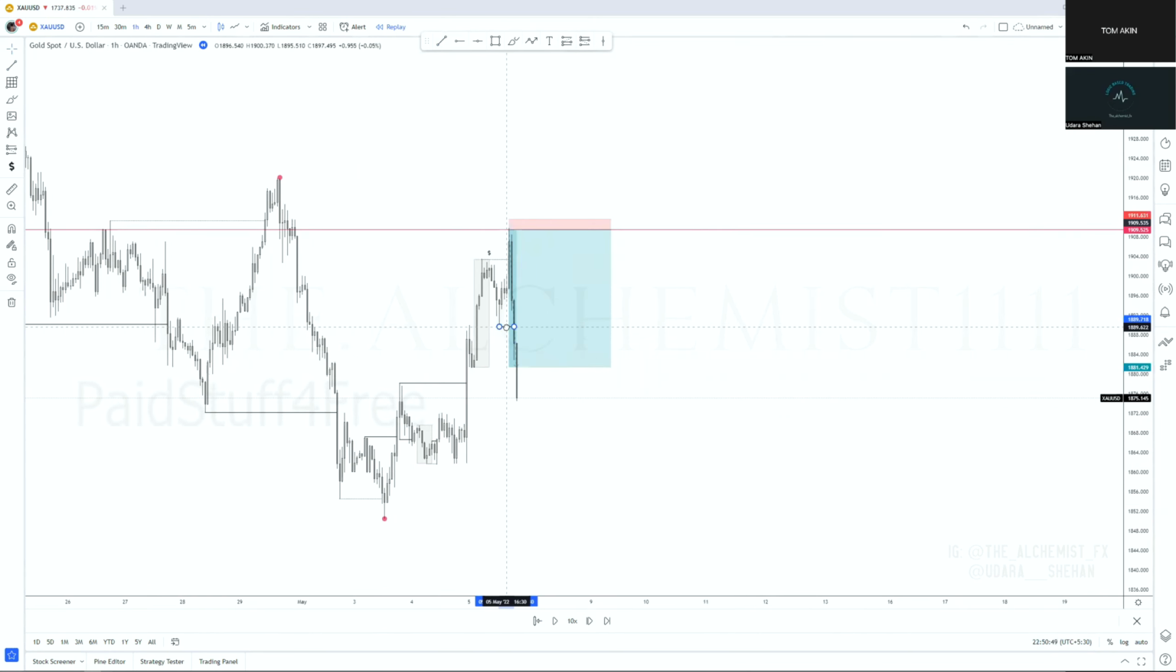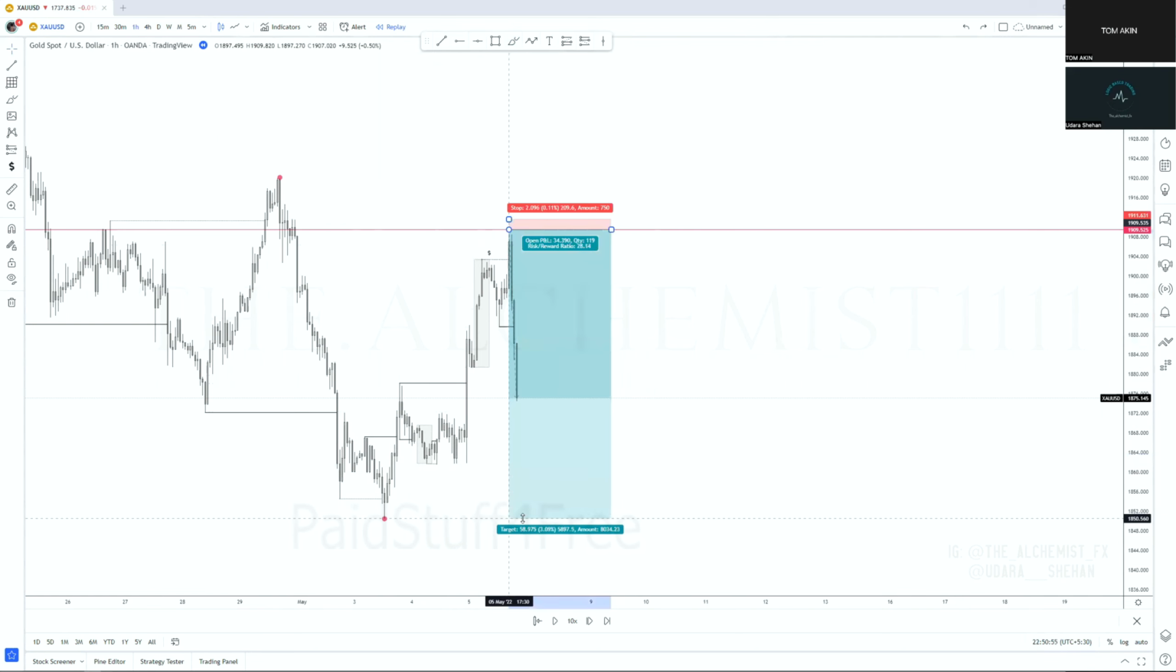Are you going to look for buys anymore? Are you going to bother about any of these zones anymore? No, you're going to look for sells now. So you extend the targets here. You're risking 20 pips to get 580 pips.